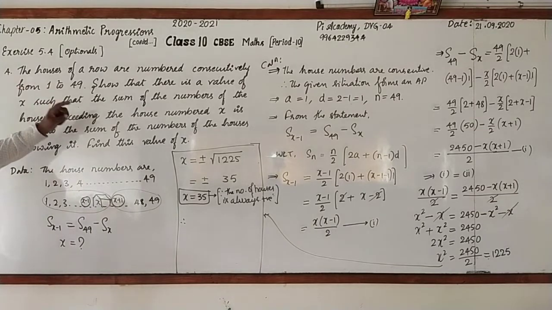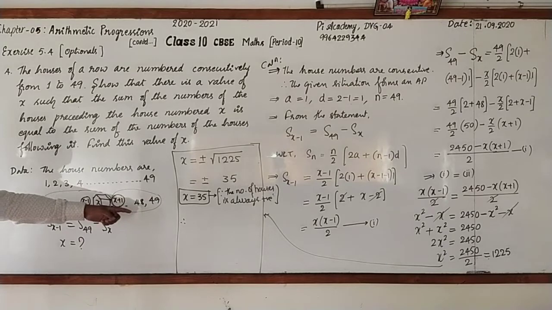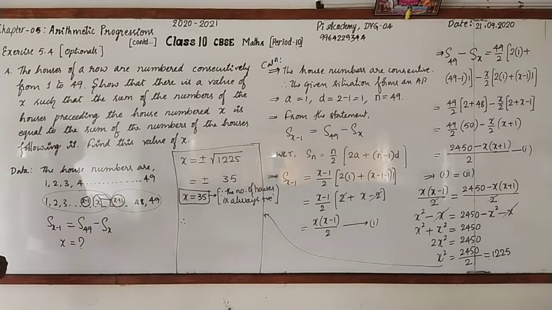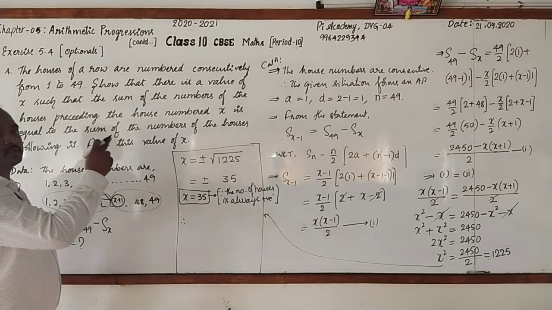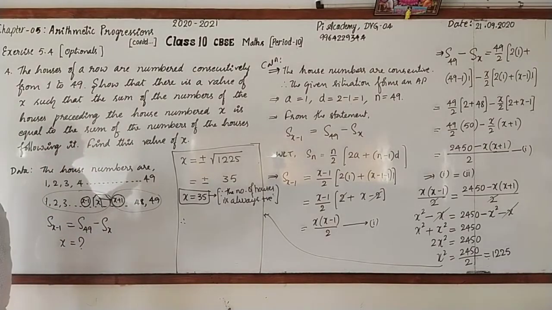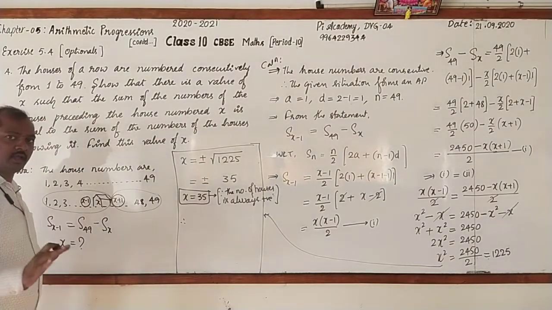So conclusion. What you will write? Okay. We have to find the value of x. We have found out that. So this is the number. 35th is the house number. See, the sum of the house numbers from 1 to 34 is equal to the sum of the house numbers from 36 to 49. Clear?